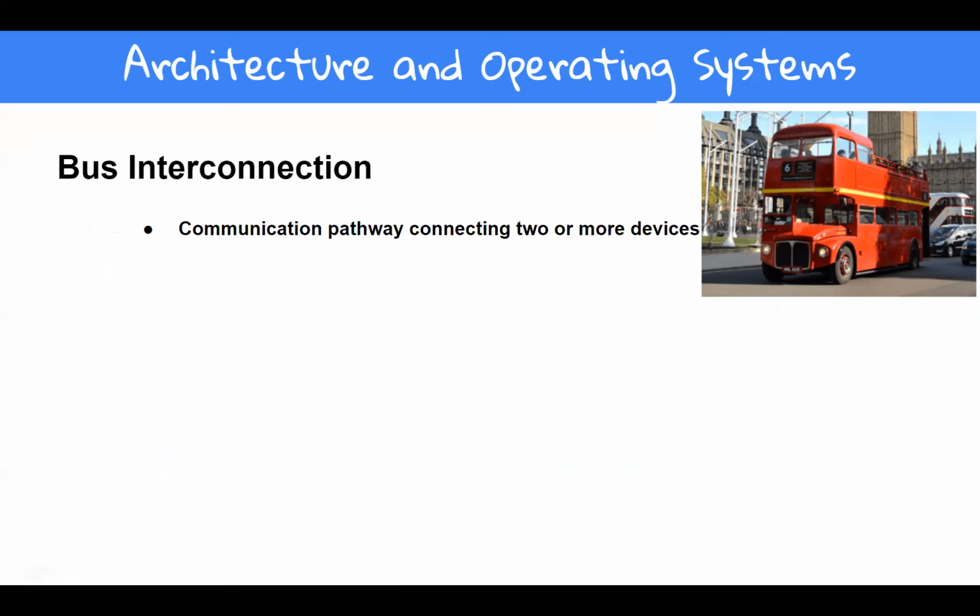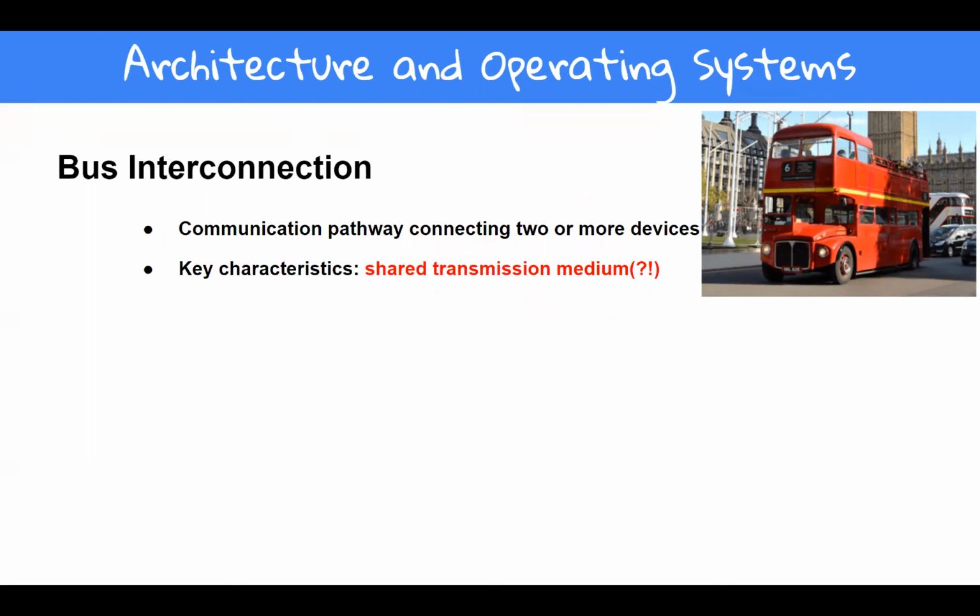A bus is a communication pathway connecting two or more devices. It's connecting two or more devices, so between the modules that we discussed. What are the key characteristics of that? It's a shared transmission medium. It's exactly similar to this bus. So many people can jump in, and at different points they can jump off.